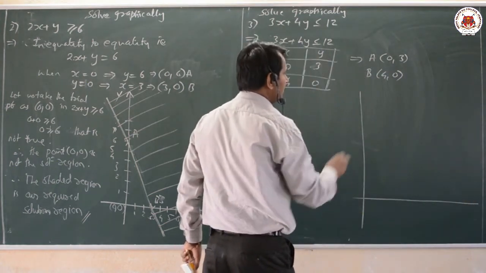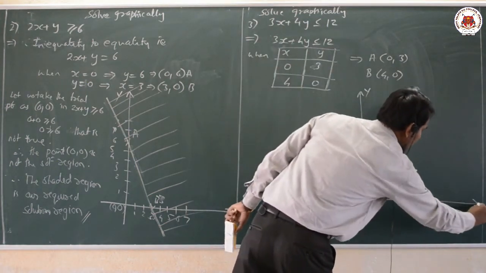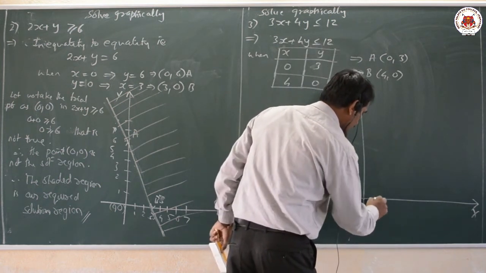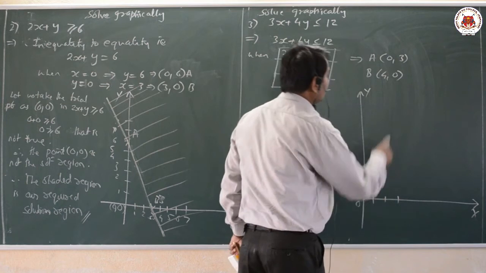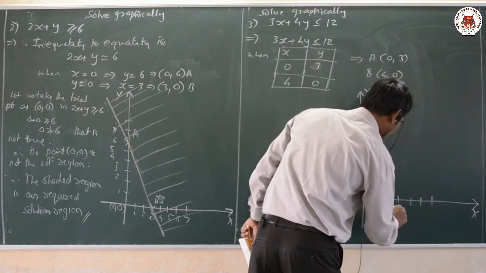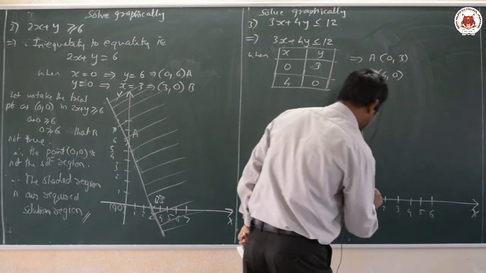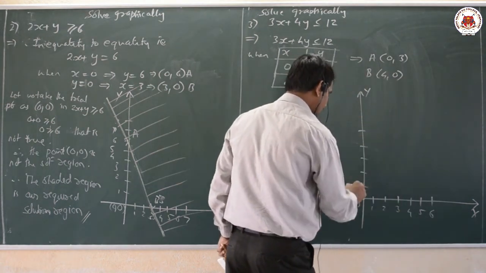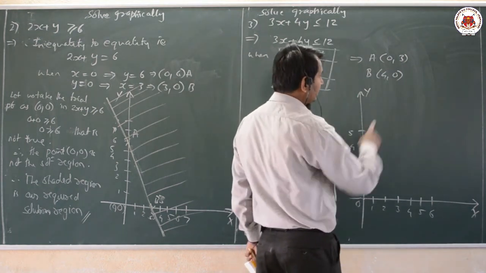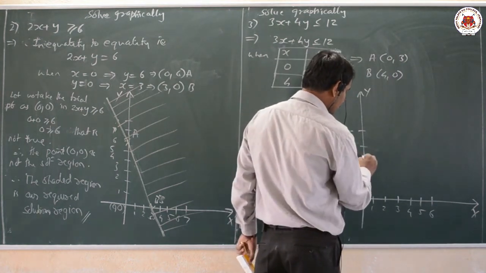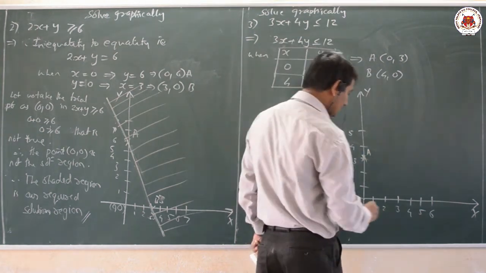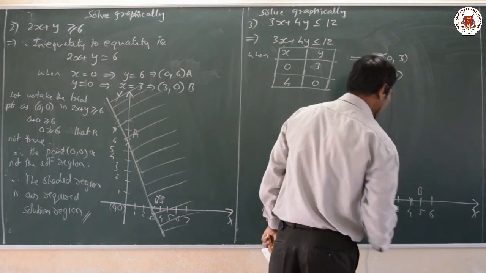Okay, dear students, I am marking here, this is our y axis and this is our x axis. Let us mark the origin 0, 0, then 1, 2, 3, up to 5 and 6 on each axis. Now the points are A, that is 0, 3, that is our point A. And next the point B, that is 4, 0, that is our point B here.